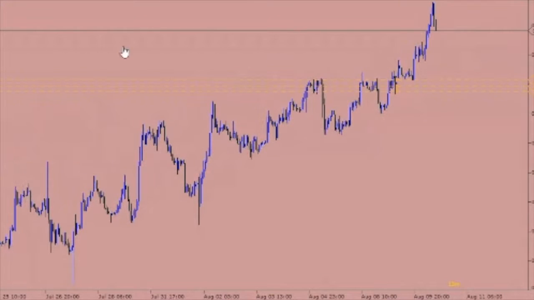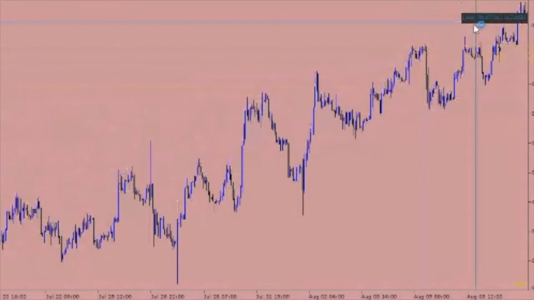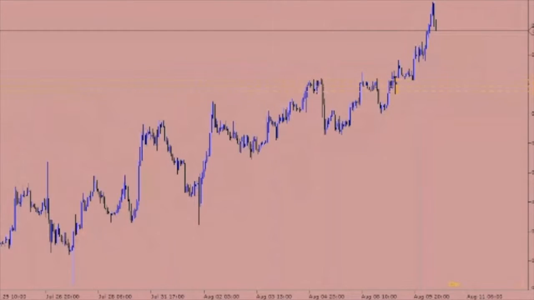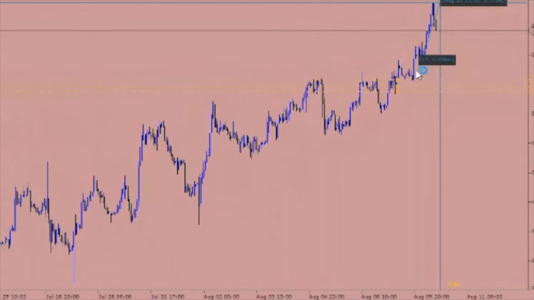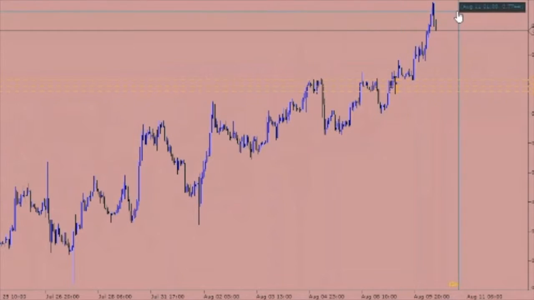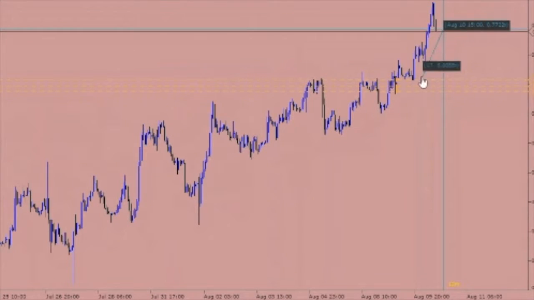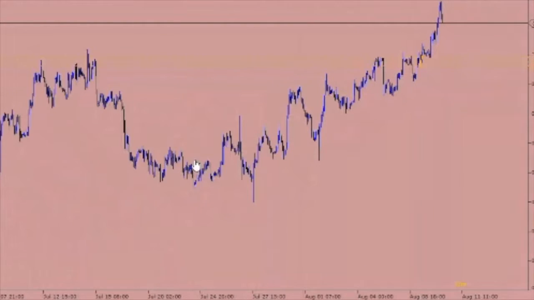We're only about, we'll say, roughly 40 pips. Let me make sure we get an exact number for everyone. Roughly 80 pips away from our current price. Right now, though, we're only 50 pips. So it's working pretty well.